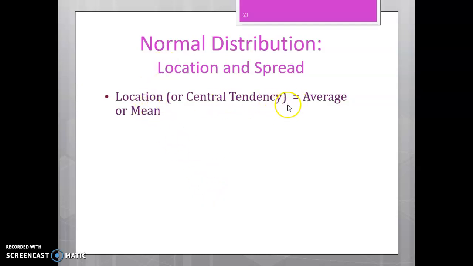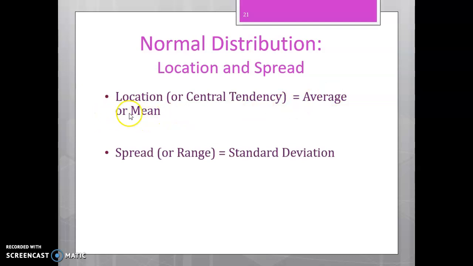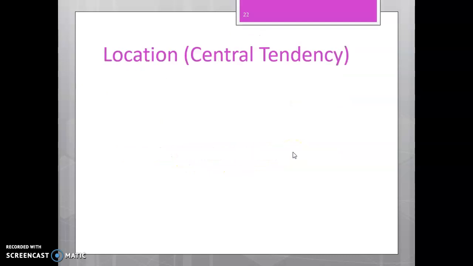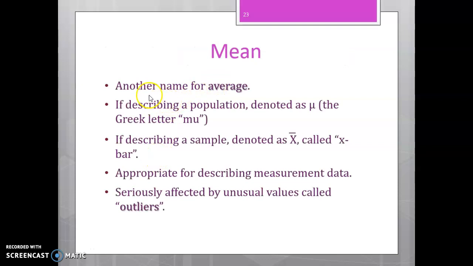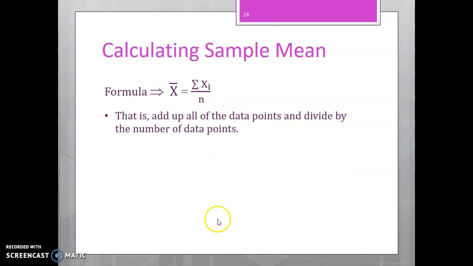Location is your average, or your mean. We've talked about these terms, mean and average. Your spread, or your range, gives you the standard deviation. So central tendency: the mean, the median, and the mode. The mean is another name for average. We've talked about that before. We call that an X bar for our X bar charts. Anything that is not in the average area, seriously out of the average, we call outliers. But we're not going to calculate the sample mean because that's just an average, and you can easily do that in Excel.